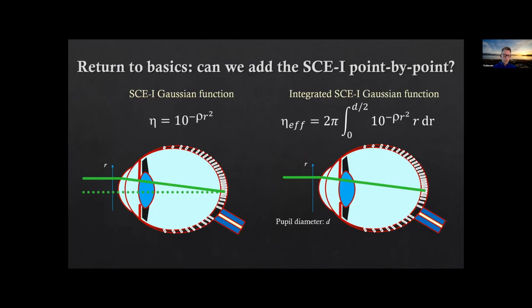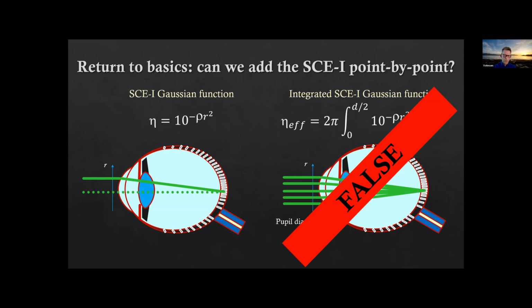But let's return to the basics. Can we add the Stiles-Crawford effect point by point? Remember, it's obtained with Maxwellian light, but in normal vision, we don't have Maxwellian light. We have Newtonian view, so we're using our full eye pupil. Can we just take the mathematical integral? That would be the easiest and most pleasant to do. But it turns out that this approach doesn't work, and the results are false.